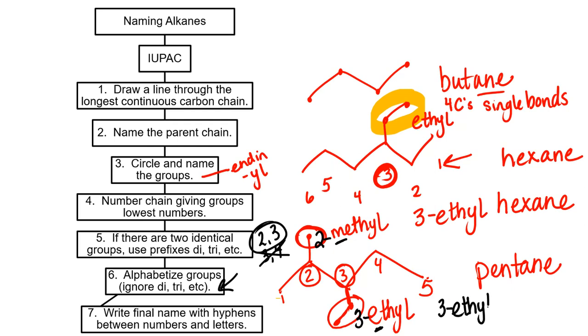3-ethyl dash 2-methyl, and it would have a space and then pentane. Or we can go to the next line for pentane. So notice that the 3 can come before the 2. The important part is that the groups are alphabetized. Ethyl before methyl.